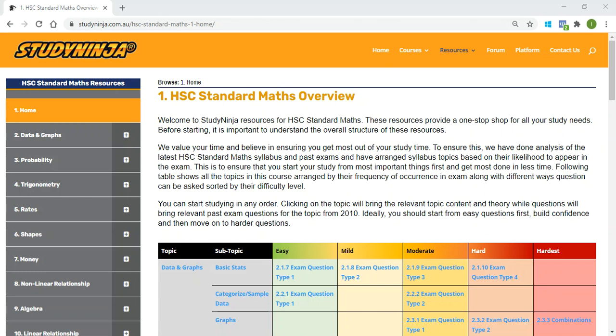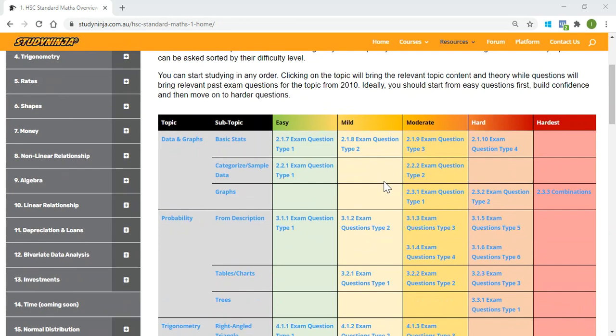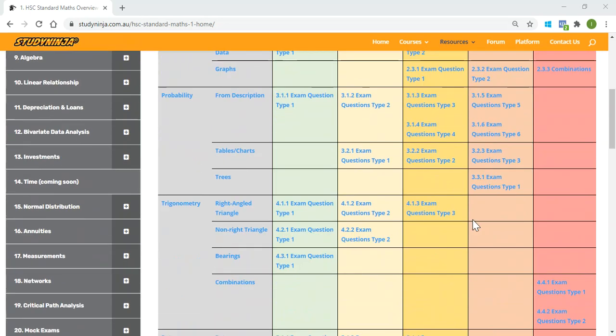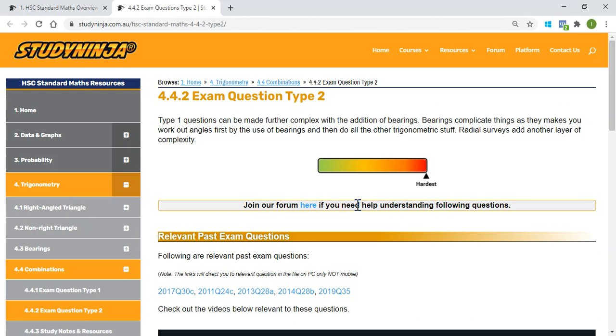Hi guys, in this video I'll be talking about question 35 from the 2019 HSC Standard Maths exam. This question came from the topic of trigonometry, and this one is from question type 4.4.2. One of the hardest questions. Not as hard as many others you'd expect in this area, but still not that easy because it's a combination of a lot of triangles. So question 35.